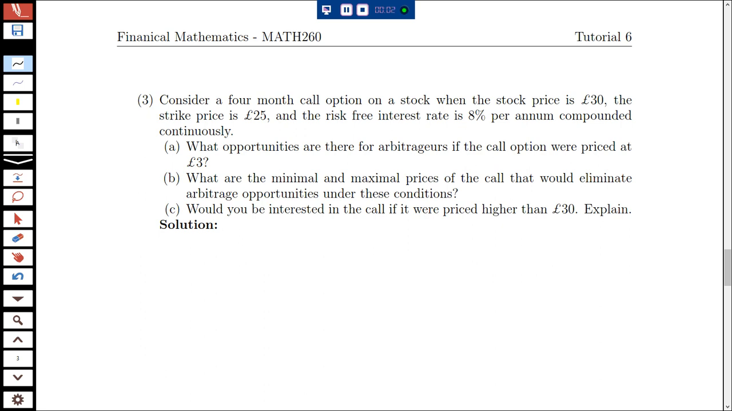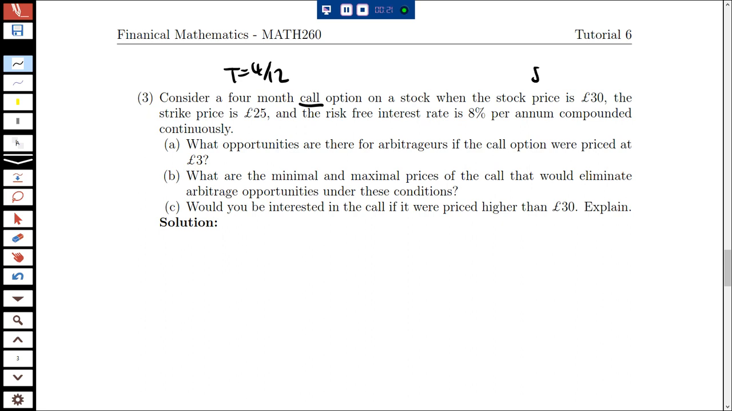Okay, let's take a look at tutorial 6, question 3. Consider a 4-month call option on a stock, so we should write 4/12 as maturity, when the stock price is £30. The strike price is £25. The risk-free rate is 8%, and that's continuous, makes our life easy.